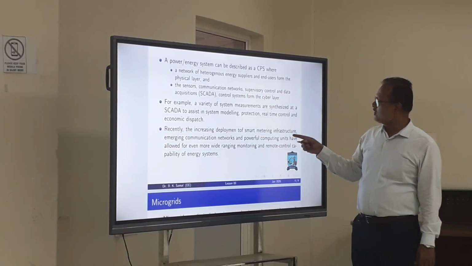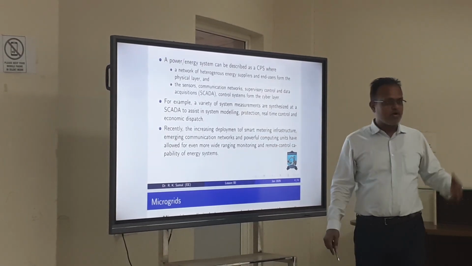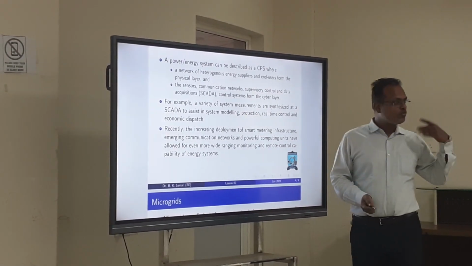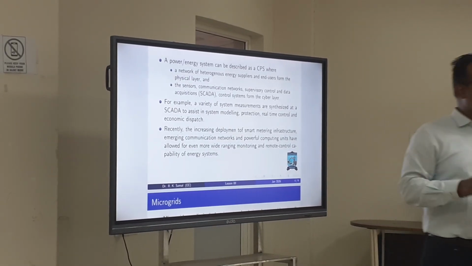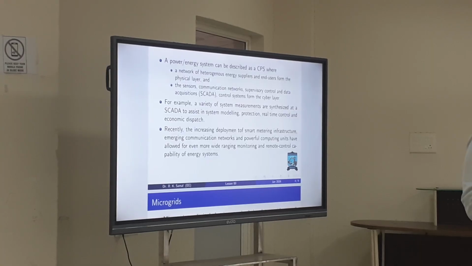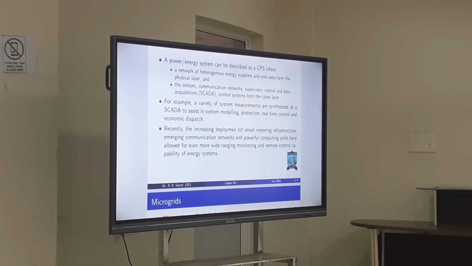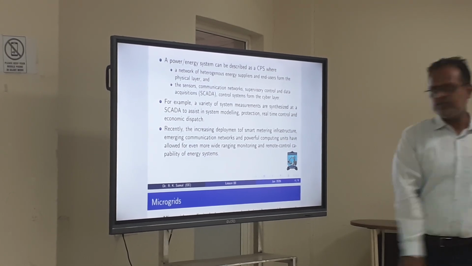Recently, there is increasing deployment of smart metering infrastructure for the modern grid. Nowadays, you have got 2-way meters. Nobody comes to read your meter. In many of the cities, no person comes to read the meter. So automatically the bill is generated somewhere. There is a SIM inside it. It communicates, and you get the bill directly in your mobile. It is so in many cities.